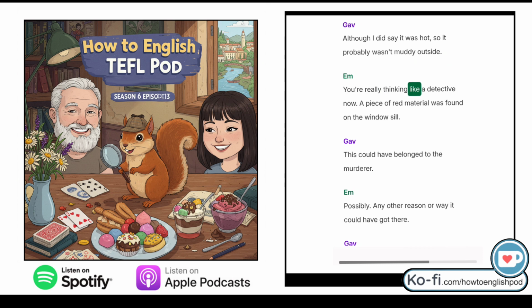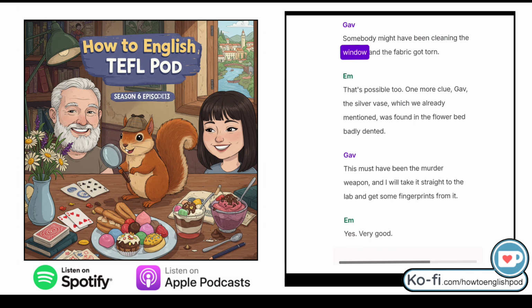You're really thinking like a detective now. A piece of red material was found on the windowsill. This could have belonged to the murderer. Possibly. Any other reason or way it could have got there? Somebody might have been cleaning the window and the fabric got torn. That's possible too. One more clue, Gav.